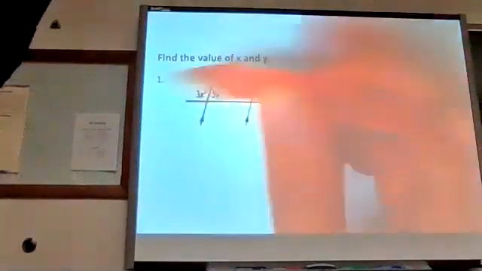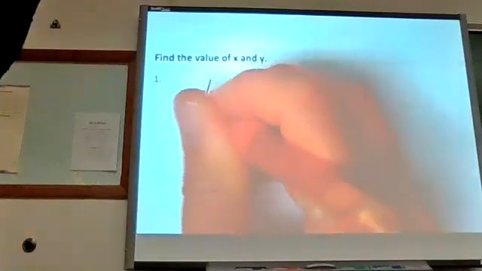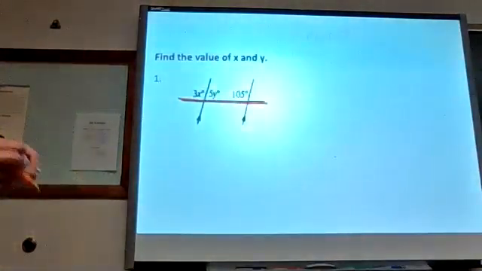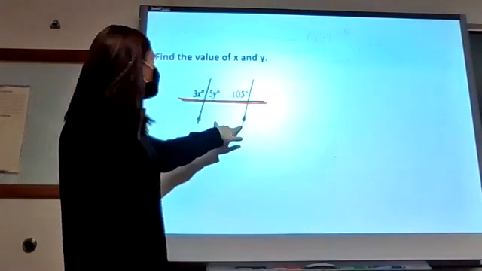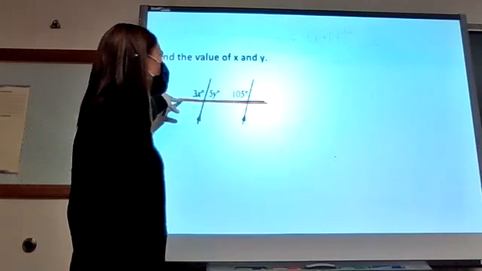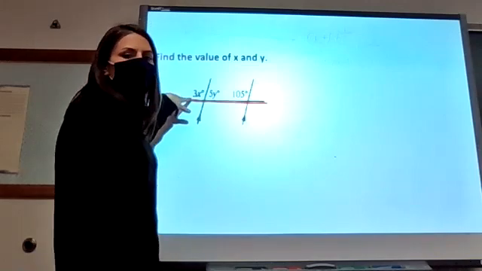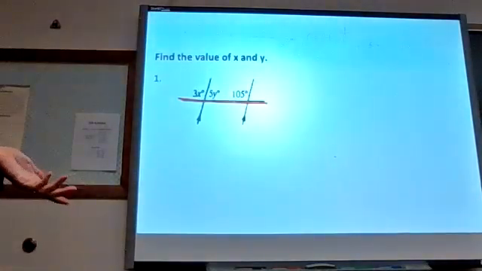On number 1, our parallel lines are just tilted the other way. This is my transversal. So note, see the arrows? That's showing me parallel. So these two lines are parallel. This is the transversal that's cutting it. Now what's different from this diagram than the ones we just did is there's more than one variable.